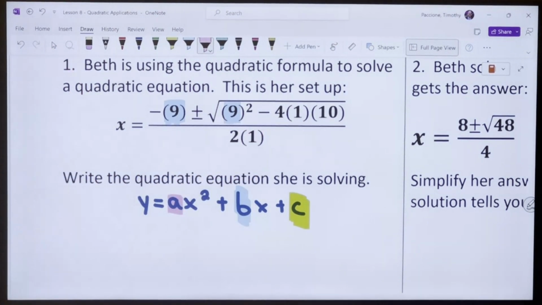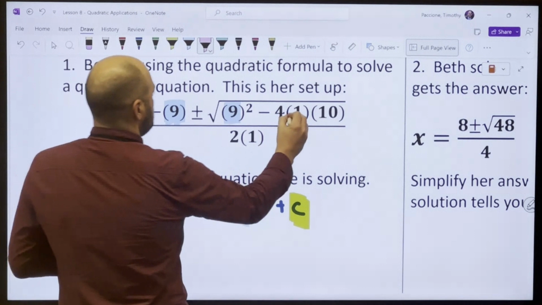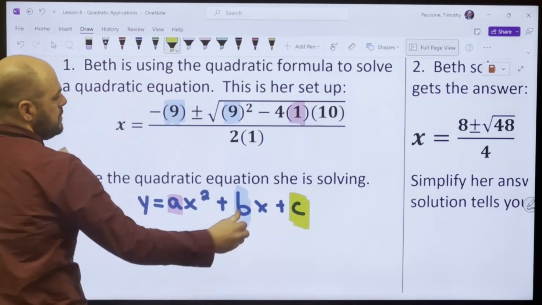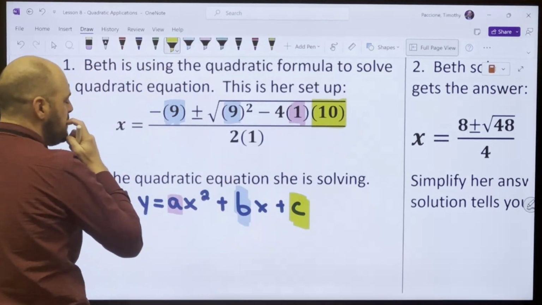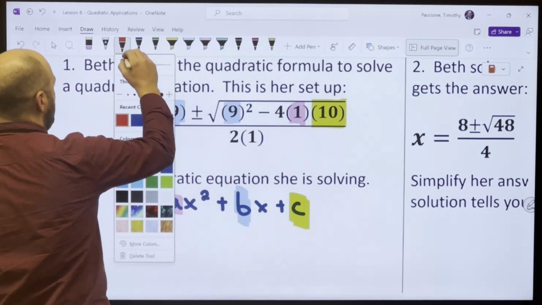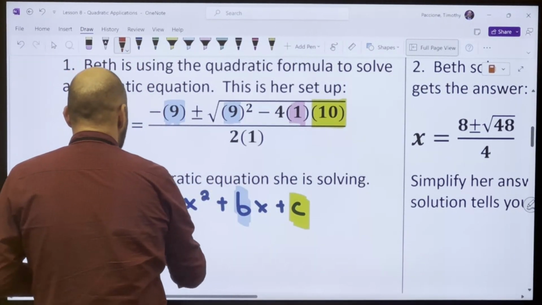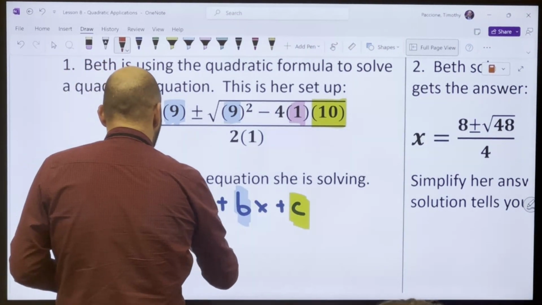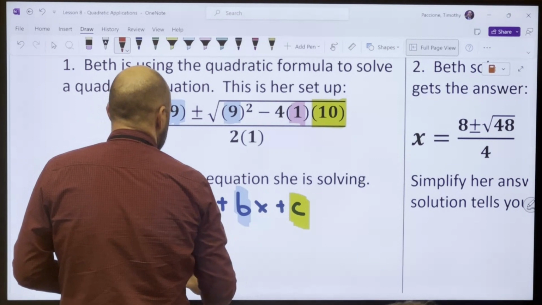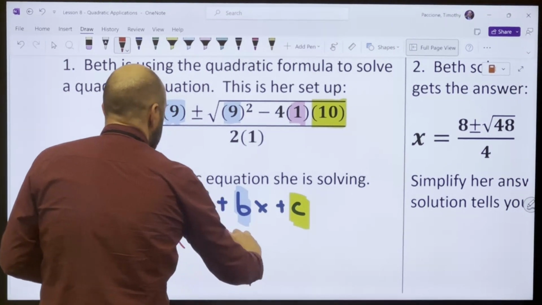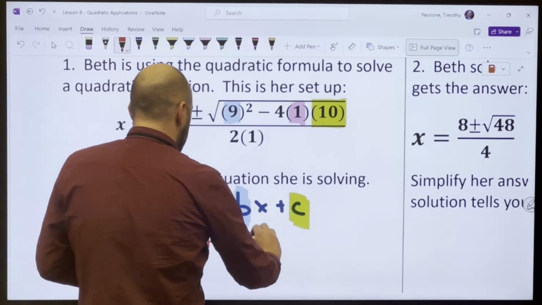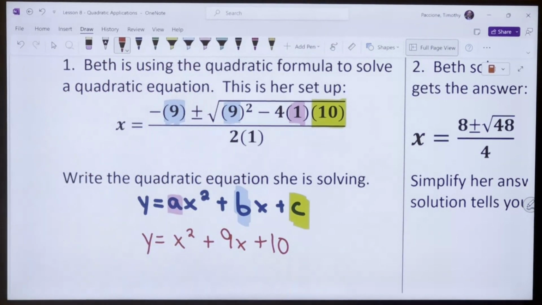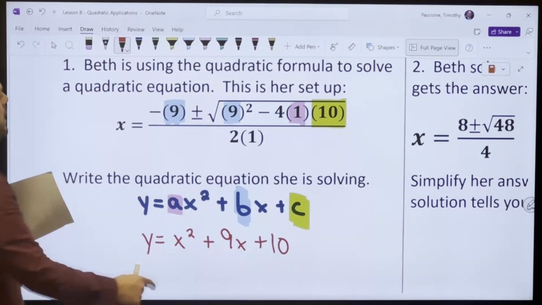So what's my a? 1. And then that means my c is 10. So that gives us all the pieces we would need to write our equation. So we would say y equals 1x squared, or just x squared, plus 9x plus 10. So that must have been the equation that Beth started with. Okay? All right, next one.